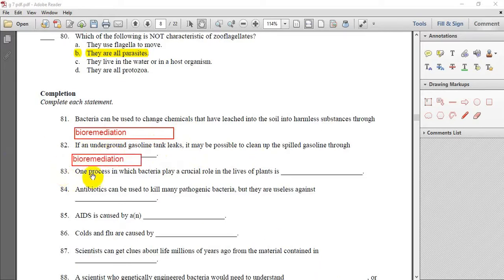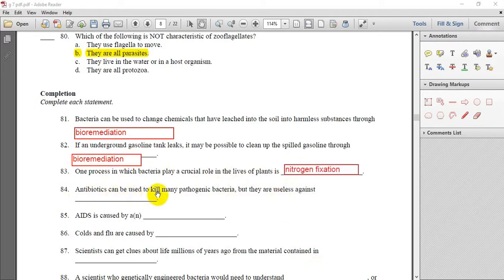Question 83. One process in which bacteria play a crucial role in the lives of plants. It means how bacteria help the plants in a very important way. They help the plants when they live in the roots and change nitrogen from gas into nitrogen substances so the plants can use it. This is called, do you remember? Yes, nitrogen fixation.